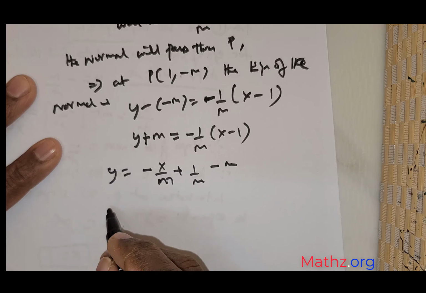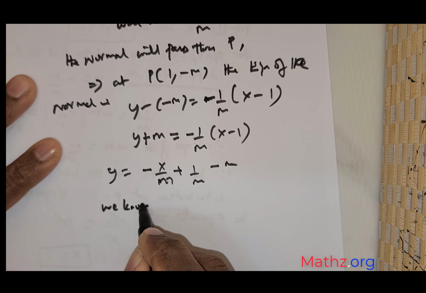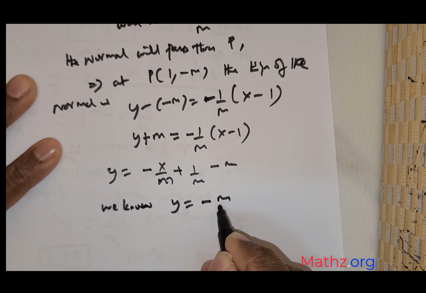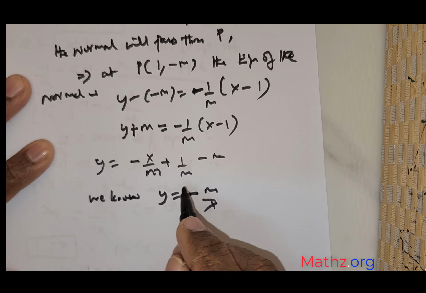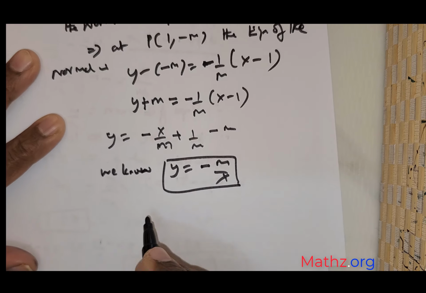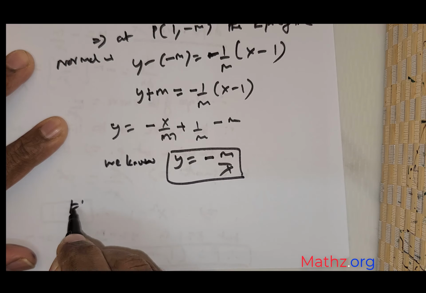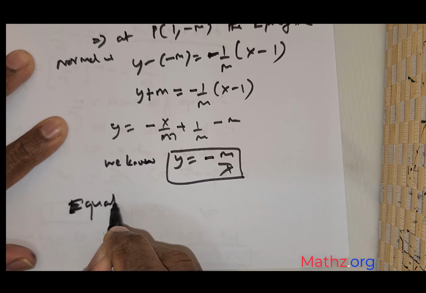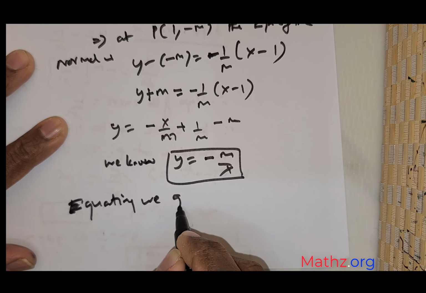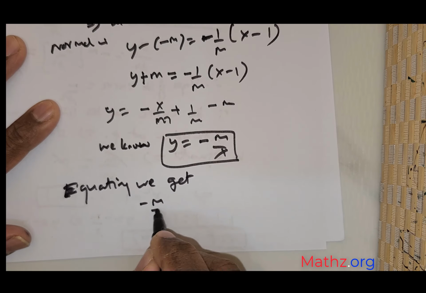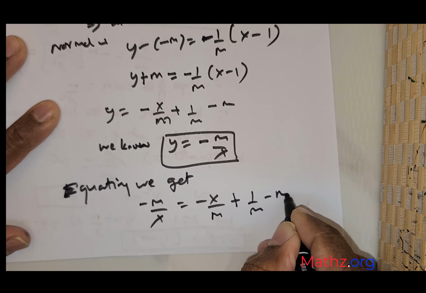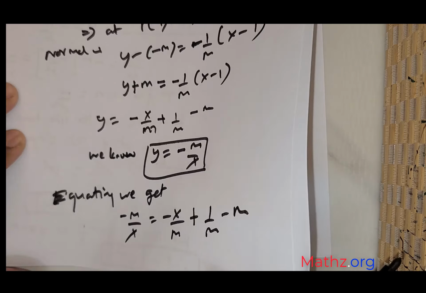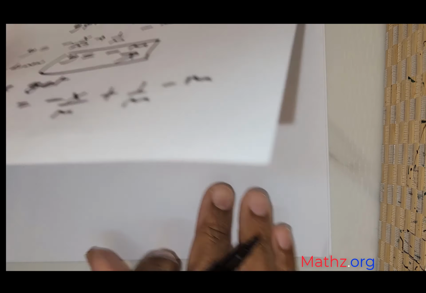Now what do we know? We know y = -m/x. This is the equation of the curve. So we can actually equate these two together. So equating, what would we get? We get -m/x = -x/m + 1/m - m. So we extract the value for x here.